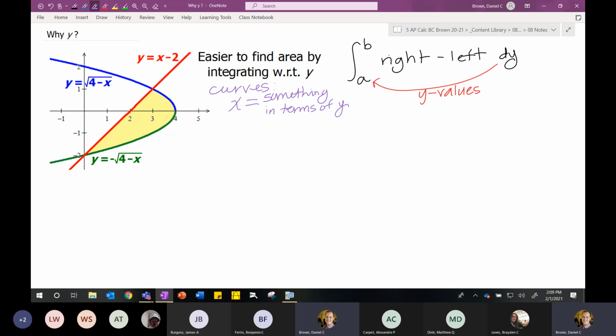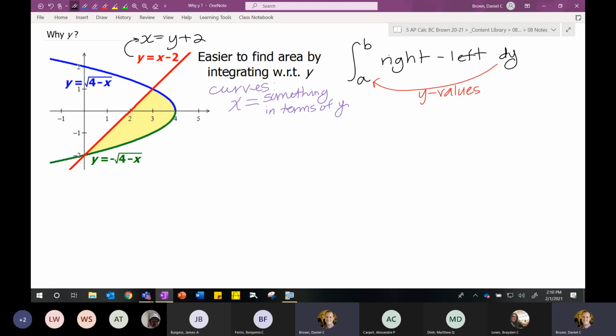Why to me this one is going to be easier to do in terms of y is that what I have as the blue and the green graph as two square root functions, in terms of y, that's just going to become a single horizontal parabola. So let's go ahead and find everything in terms of y. I think the line is pretty easy. In terms of x, y is equal to x minus 2. In terms of y, x is equal to y plus 2. That would still graph the same line.